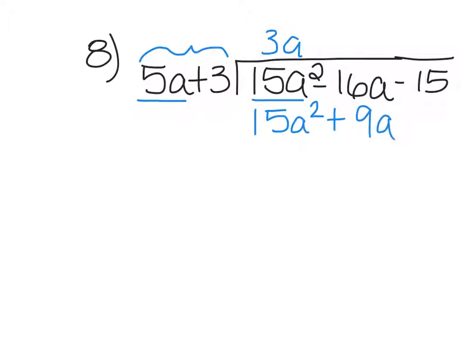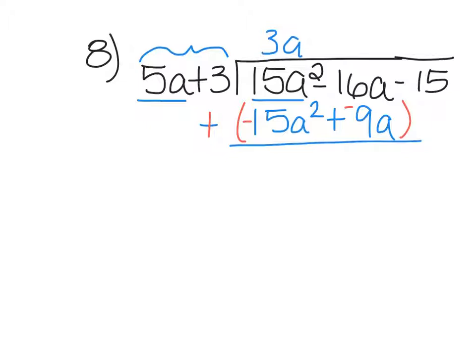9a. Now remember, I have to subtract all of this, so I need to take the opposite. So minus positive 15a, well, minus all of this. So that's going to change this to plus, this becomes opposite, and this becomes opposite. I'm distributing that blue negative sign to the 15a squared and the 9a. Now all I need to do is combine them.